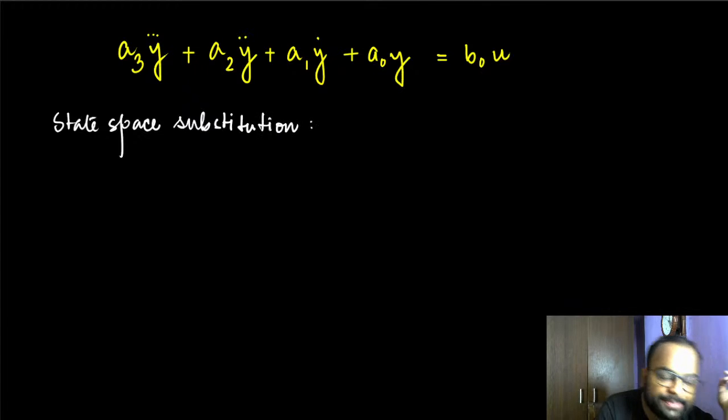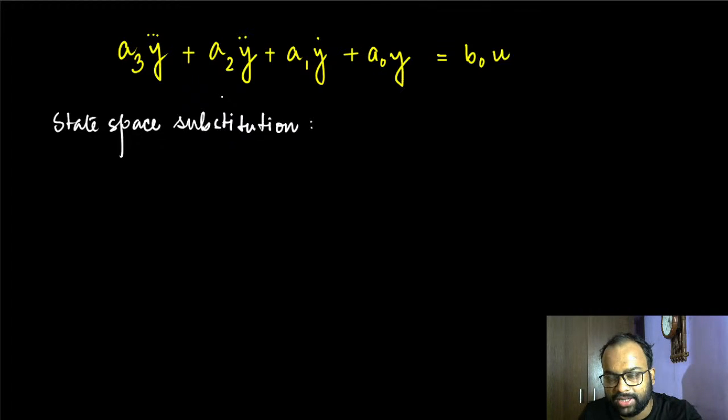In the state space substitution, we do some important substitution that can convert this differential equation. So this is the third order differential equation. We are now going to do one substitution that can convert this third order differential equation into 3 first order differential equations. So converting this nth order differential equation into n number of first order differential equations.